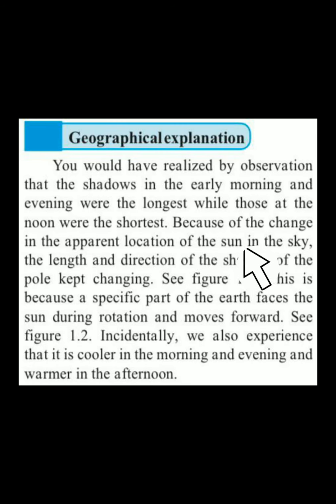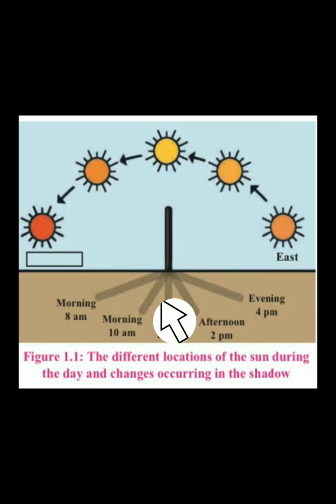Then because of the change in the apparent location of the sun in the sky, why can you see that the length and the direction of the shadow are both changing? It is only because of the apparent movement of the sun that you can see a difference in the direction as well as in the length of the shadow of the pole that is kept. You can see this again over here: in the east the shadow is towards the west, in the west the shadow is towards the east. So it keeps on changing.